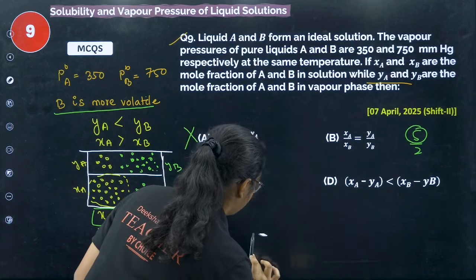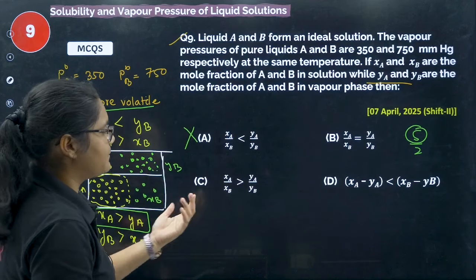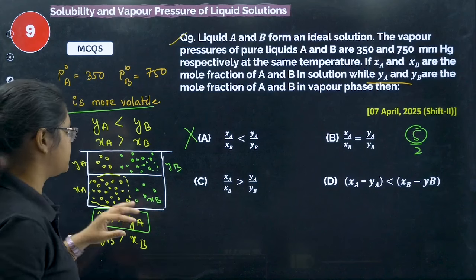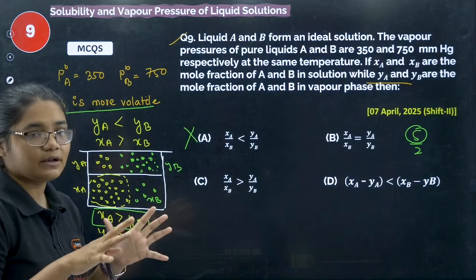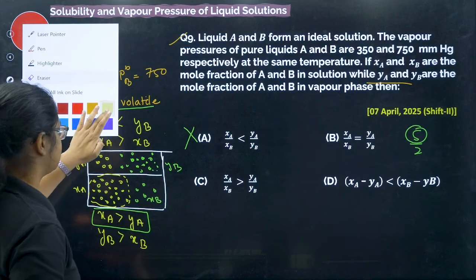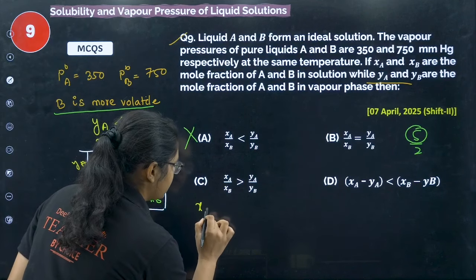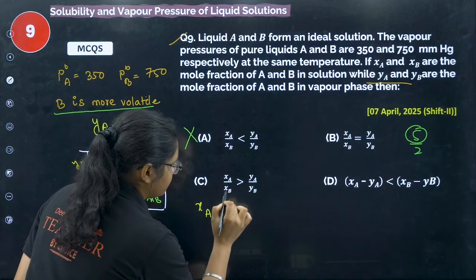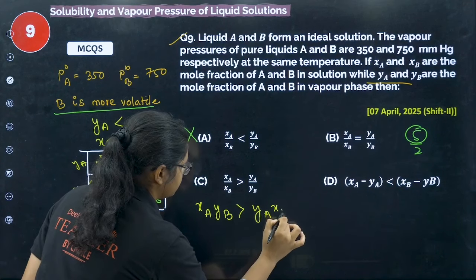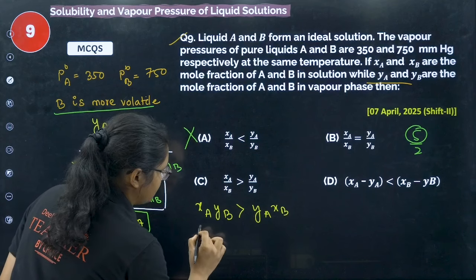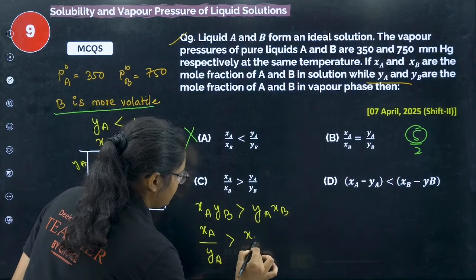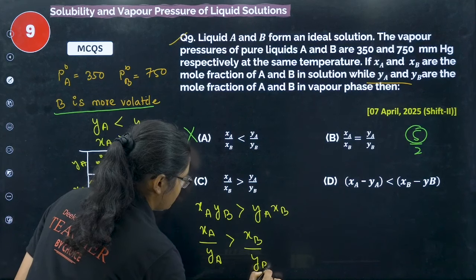Next option: is XA by XB equal to YA by YB? No, this is not at all possible, because for equality you need to have an equal number of moles. That is not there. Now let's check option number C. I'll cross multiply this one, XA YB greater than YA XB. I'll take all the A terms to one side, XA by YA is greater than XB by YB.